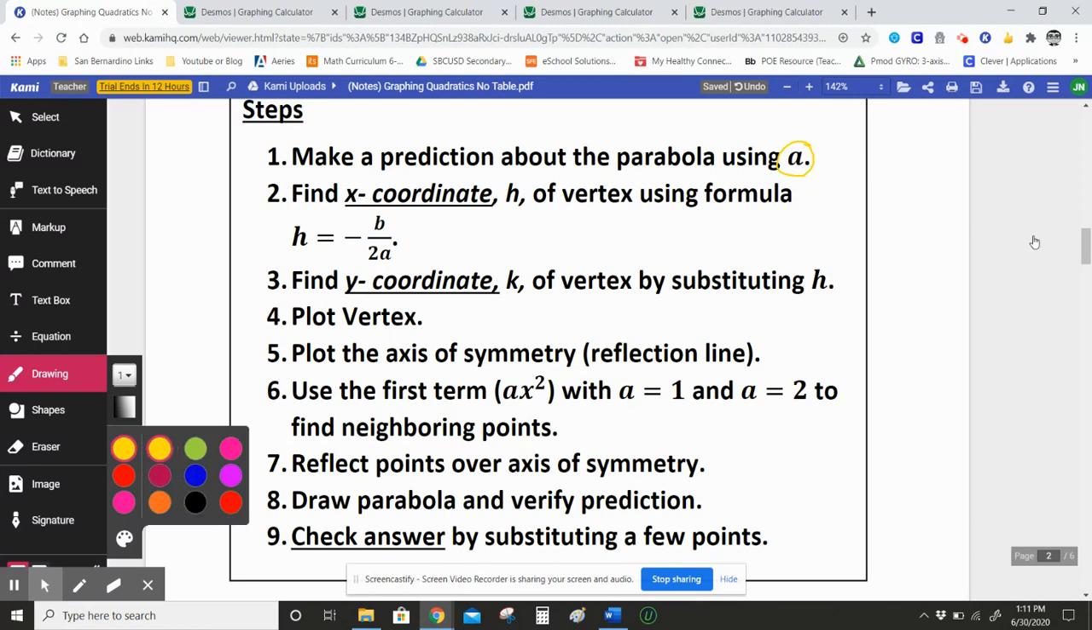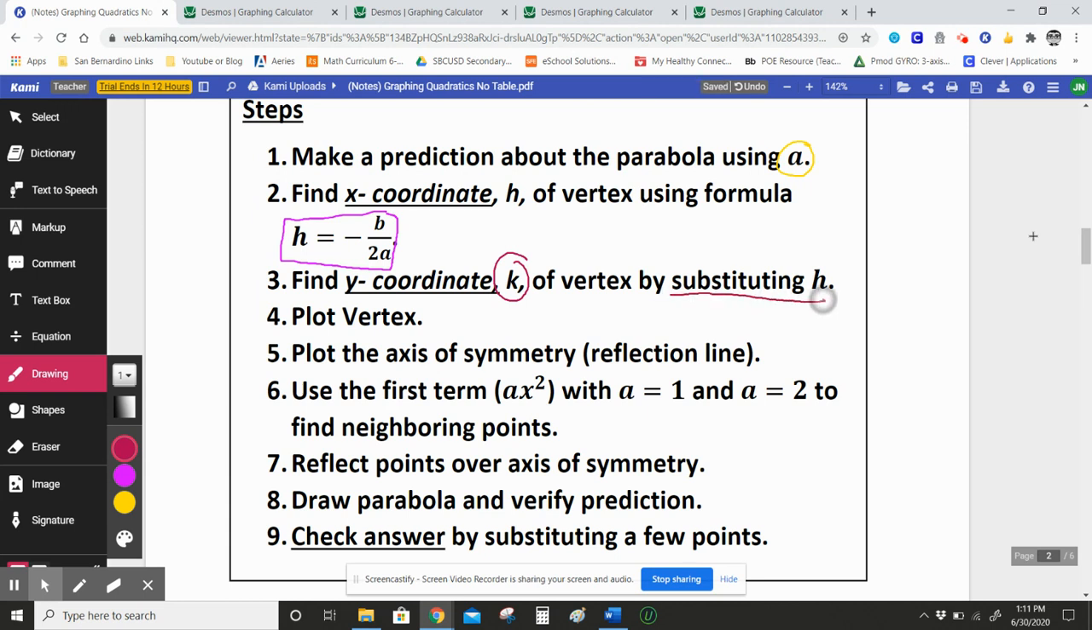Then we're going to be finding the x-coordinate, or h, of the vertex. In this case, the x-coordinate of the vertex is defined by the formula h is equal to negative b, or opposite b, over 2a. So find the h. Once you find the h, step 3 is to find the k by substituting h into the original equation and figuring out what k is.